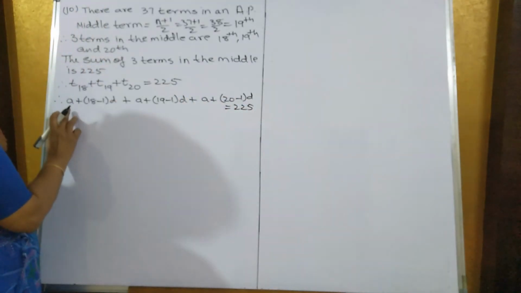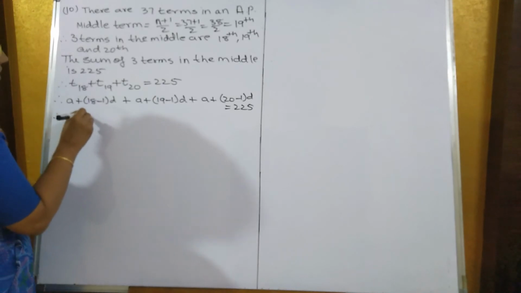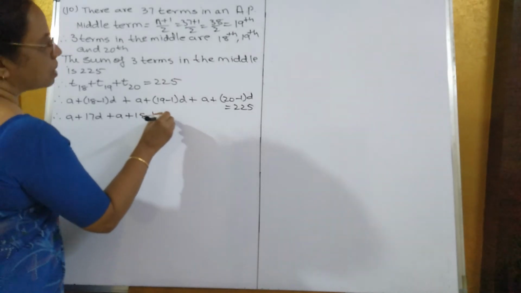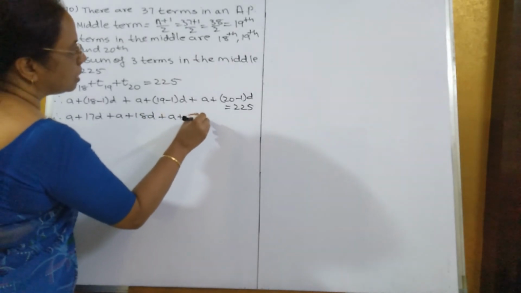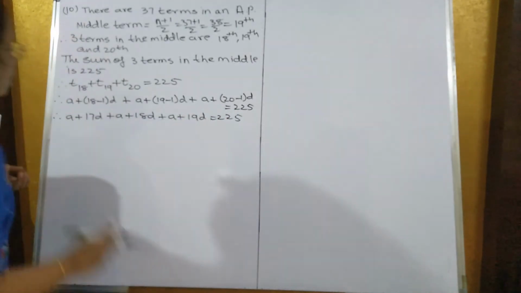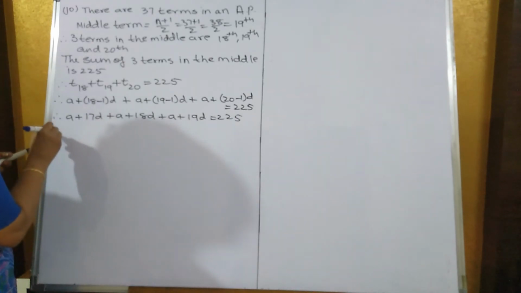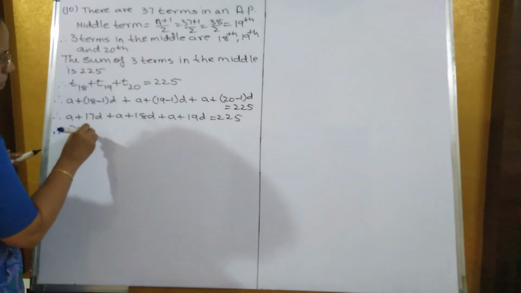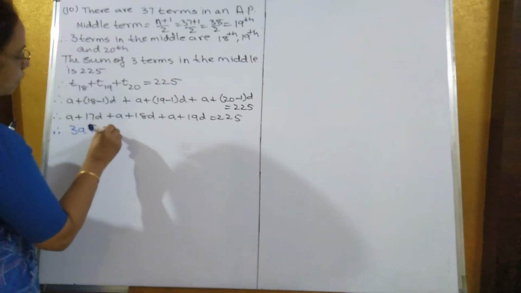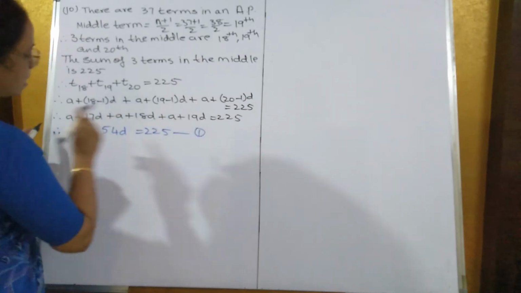Now how many A's are there? First we will write this: A plus 17D plus A plus 18D plus A plus 19D is equal to 225. Now how many A's are there together? 3 A's are there. Therefore 3A plus, if you add 17D plus 18D plus 19D, you will get 54D, which is equal to 225. Let us take this as equation 1.